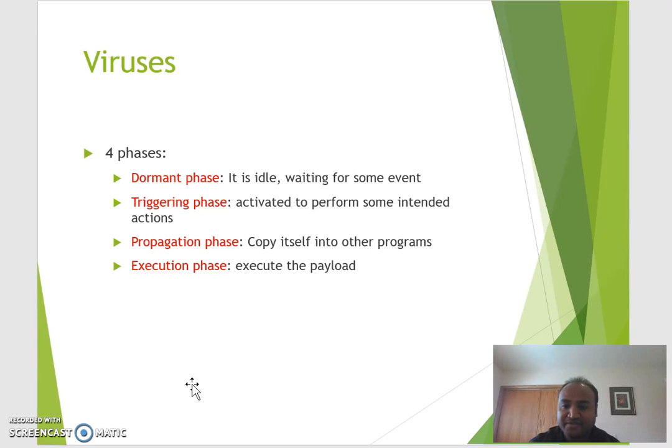The third is the propagation phase. The virus first gets into one file and then starts spreading around. How does it propagate? It copies itself into other programs. Then the execution phase. Once the viruses are in many locations, it can execute the payload and start infecting more and more over time.